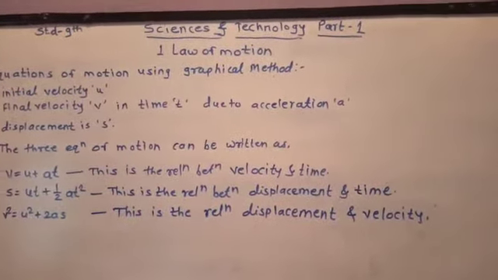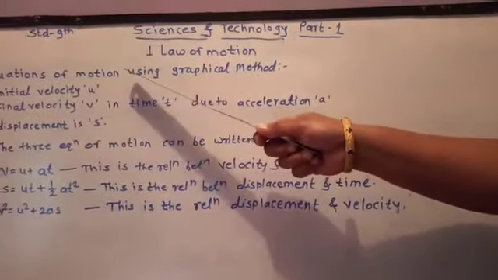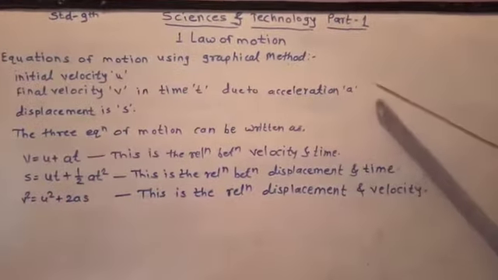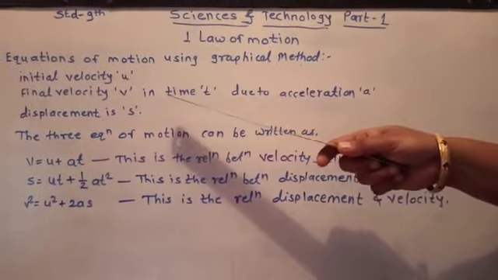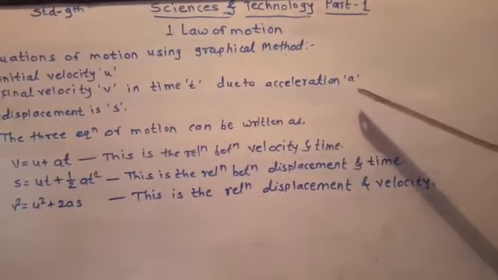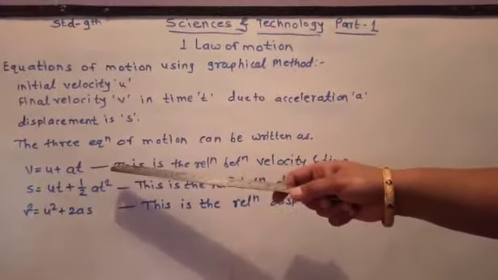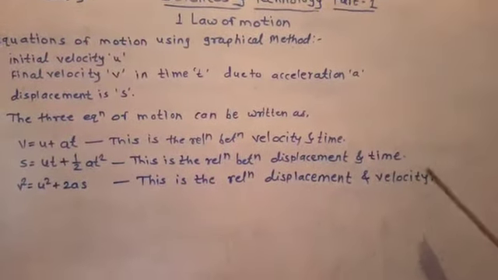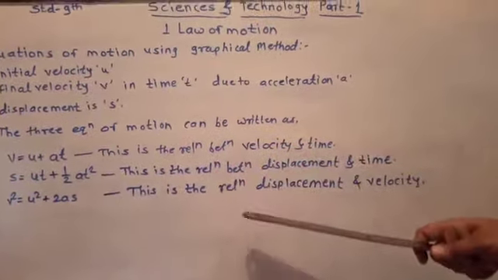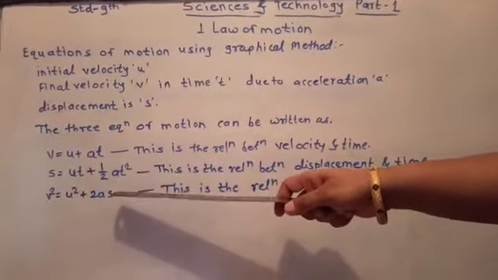Suppose an object is in motion along a straight line with initial velocity u. It attains a final velocity v in a time t due to the acceleration a, and the displacement is s. The three equations of motion can be written as: the first equation, the relation between velocity and time, is v equals u plus at. The second equation, between displacement and time, is s equals ut plus 1 upon 2 at square. And the third equation, the relation between displacement and velocity, is v square equals u square plus 2as.